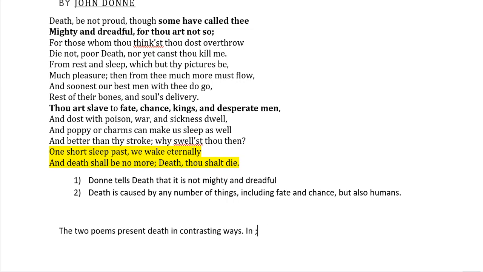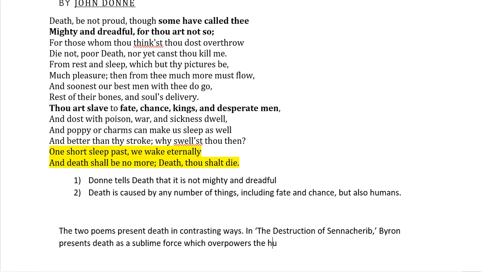In 'The Destruction of Sennacherib', and we always put poems in single inverted commas, Byron presents death as a sublime force which overpowers the human army of the Assyrians, and leads to their total and unexpected destruction. That's the idea in our first poem.